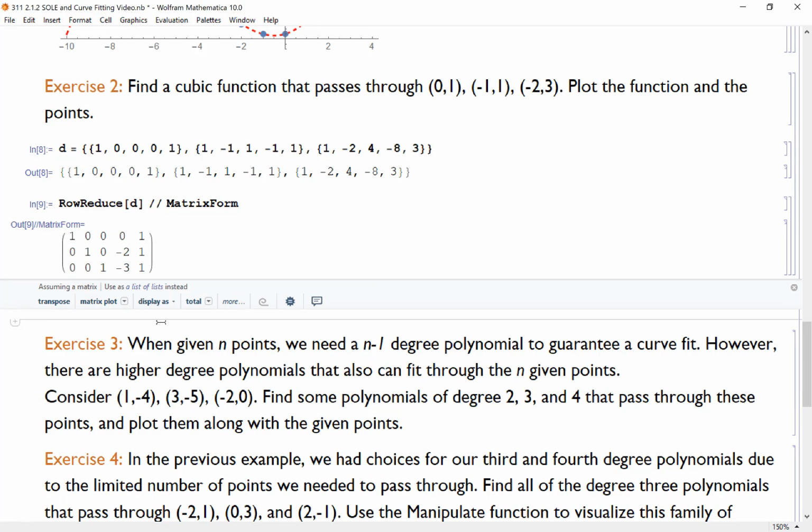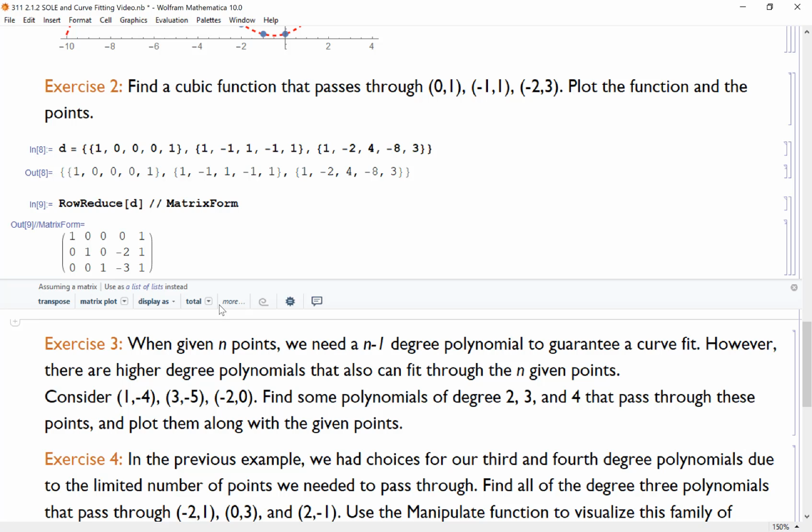When I row reduce, this time I don't have a unique solution to this system, which kind of makes sense because I have 4 unknowns but only 3 equations. So what this means then is I get to pick what my x4 value is going to be. So we make it something generic like a.